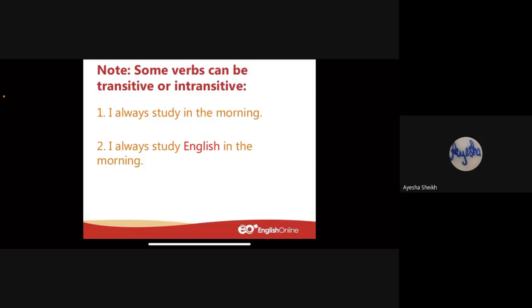So example number 2. Yes, read this too. Some verbs can be transitive or intransitive. Number 1, I always study in the morning. Number 2, I always study English in the morning. Right. So now someone else, I want you to give the answer. What is the verb in the first sentence and in the second sentence? And which one is transitive and which one is intransitive? Anyone else except for Aisha?